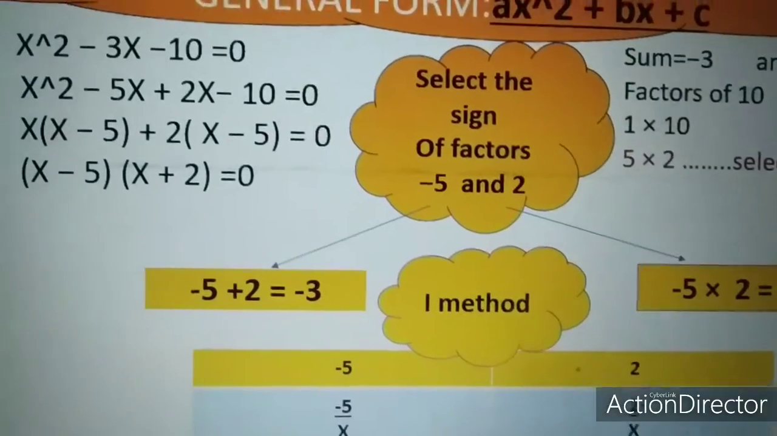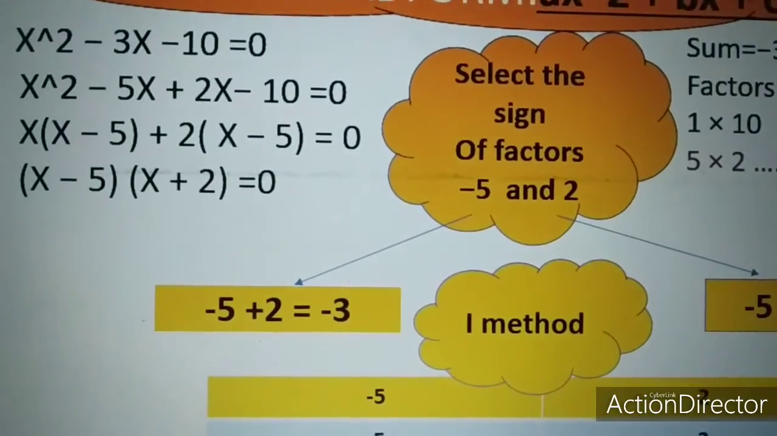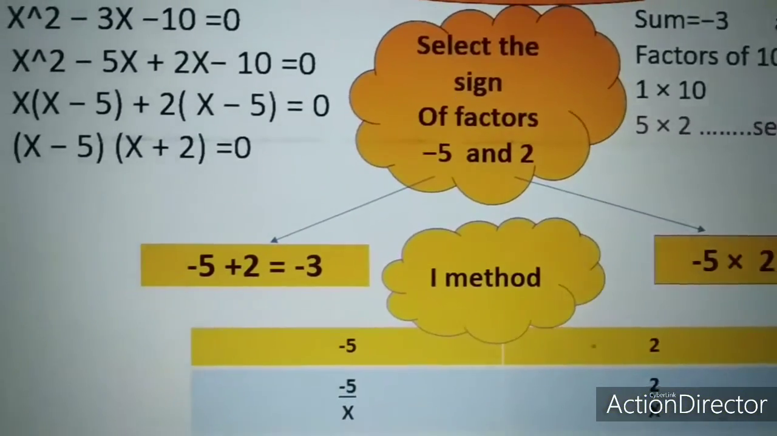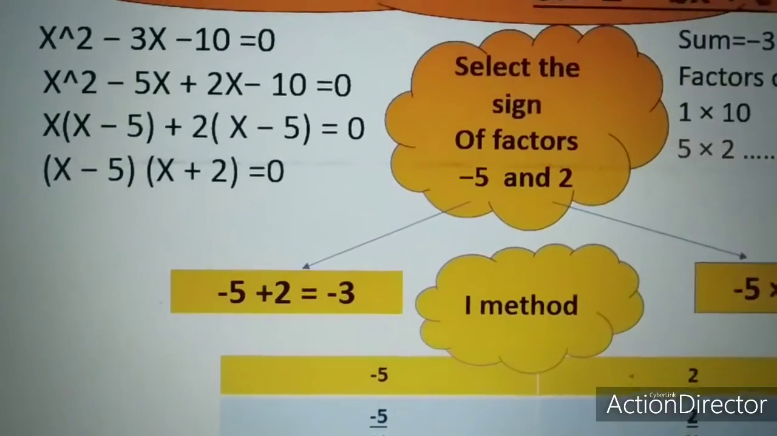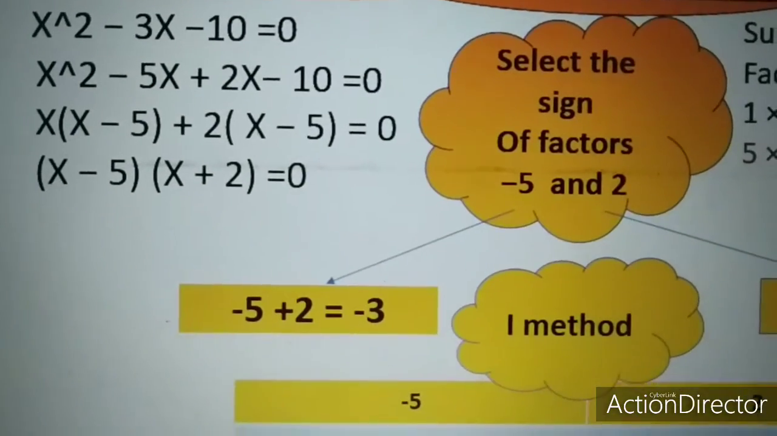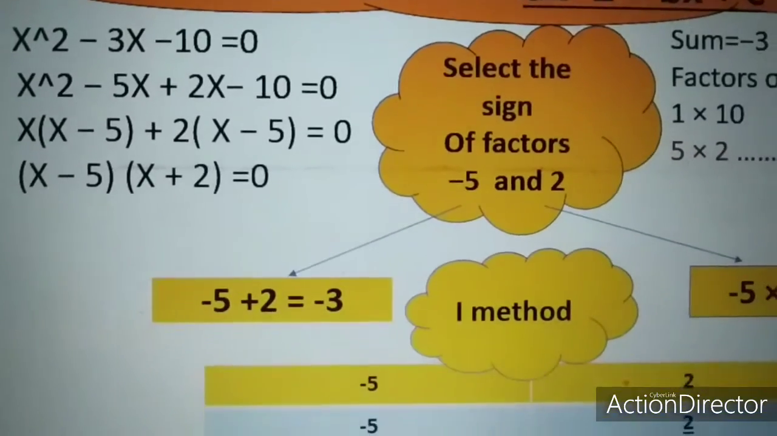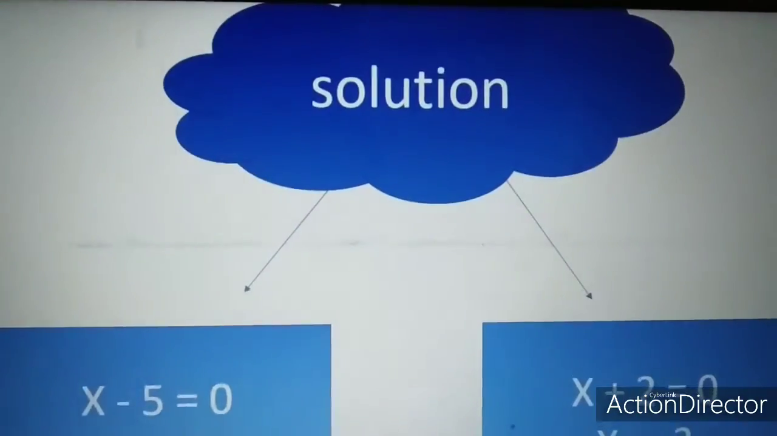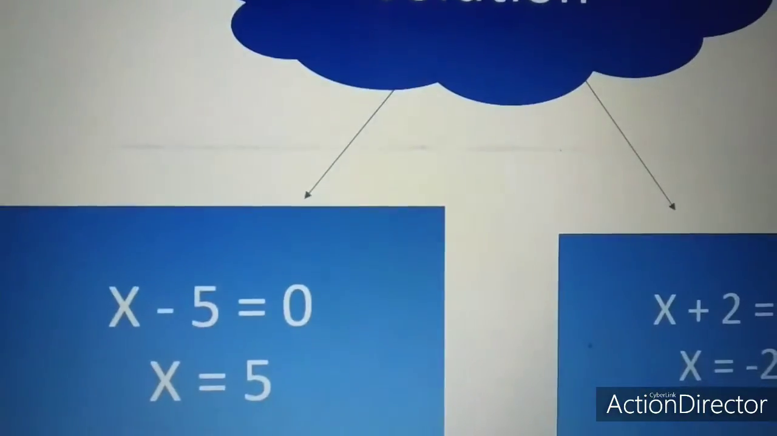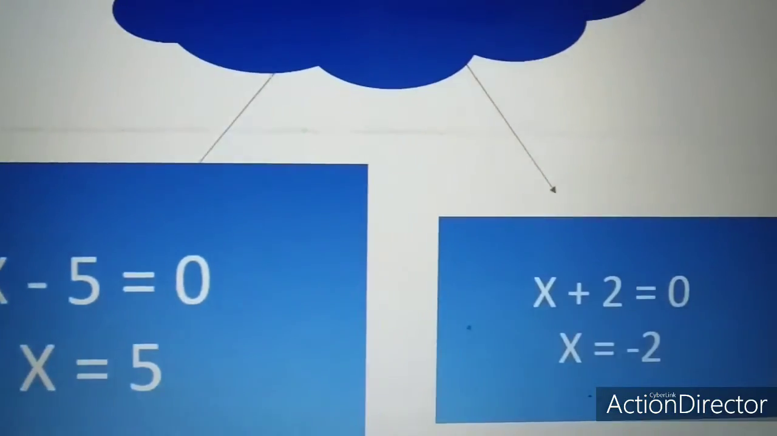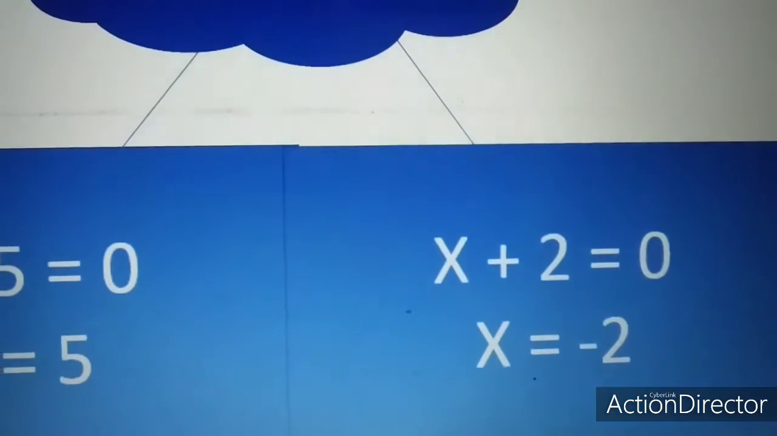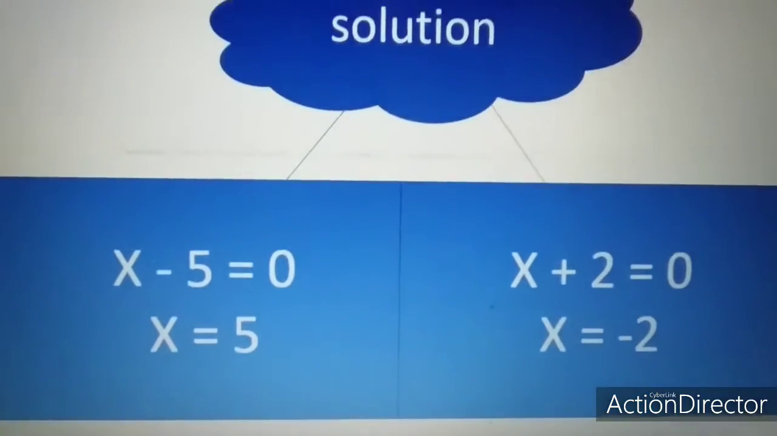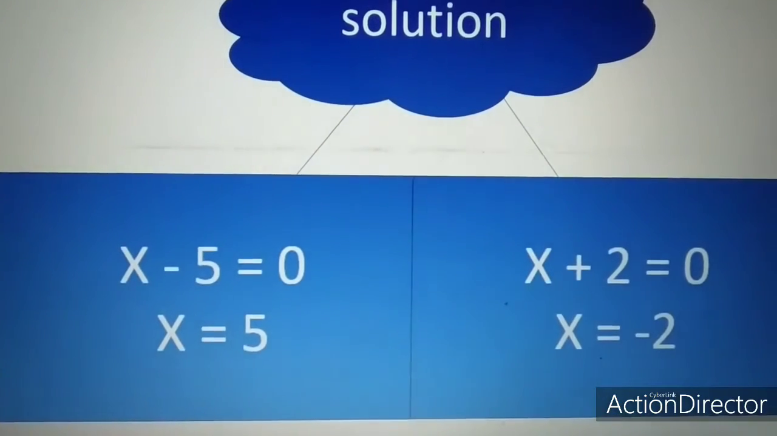Now since it is a quadratic equation, you should find out the value of x over here. We cannot leave the answer as it is. So let us find the value of x by equating the last line, that is x minus 5 as 0 and x plus 2 as 0. So let us find the solution now. First we equate x minus 5 as 0, so we get x is equal to 5. Next we equate x plus 2 as 0 and we get x is equal to minus 2. We just transpose the values over here to find the solution.